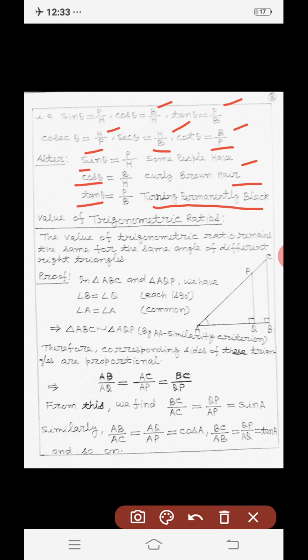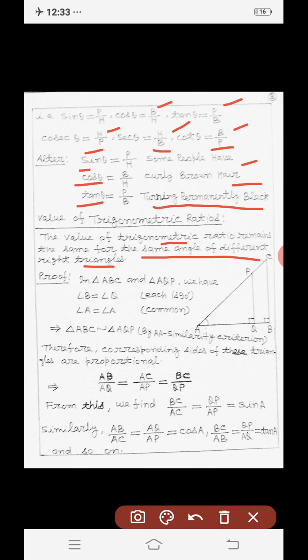Now we will discuss the value of trigonometric ratios. Here, this is a theorem. The value of trigonometric ratios remains the same for the same angle of different right triangles. Means if acute angles are same for different right triangles, then the trigonometric ratio remains the same.